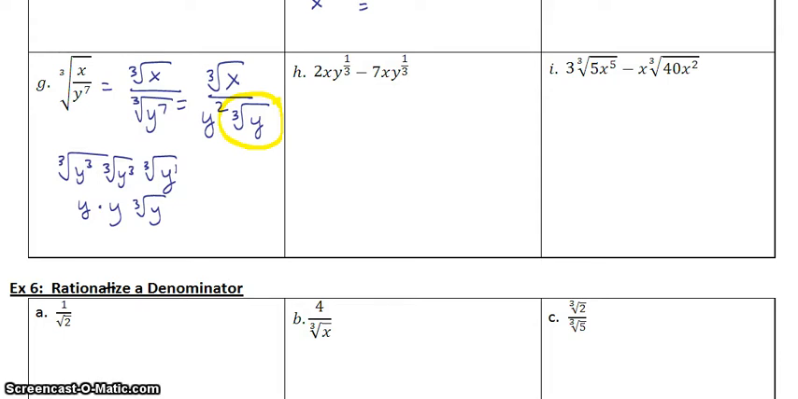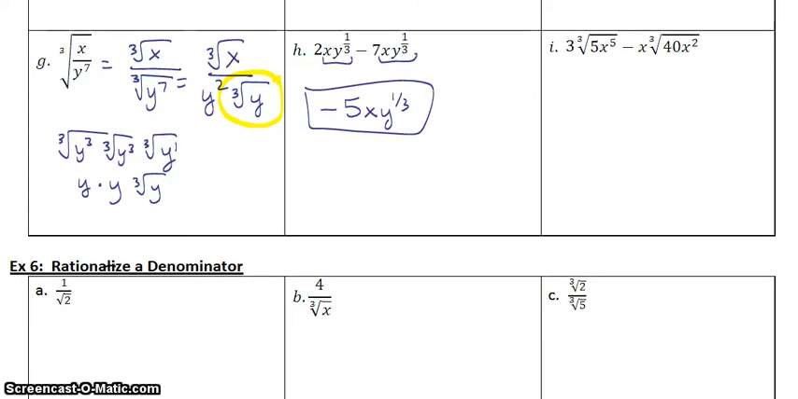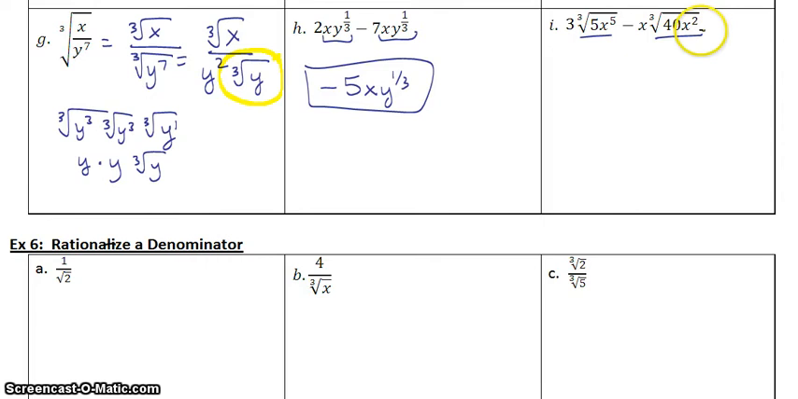All right, H is going back to that easy problem where if I've got the same exact variable, I can just subtract them. So negative 5xy to the 1/3 is my final answer for H. And for I, I look at this and it does not have the same variable.